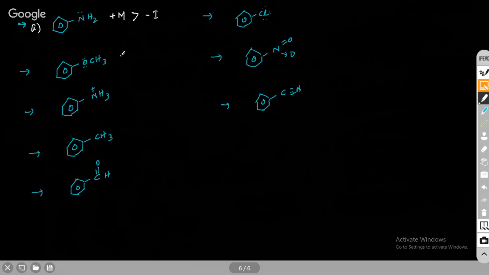Okay. OCH3. Can I write plus M and minus I again? But plus M again is dominating. Why? Because we have a lone pair on this oxygen. So plus M. Now NH3 plus. What is the effect here? NH3 plus.